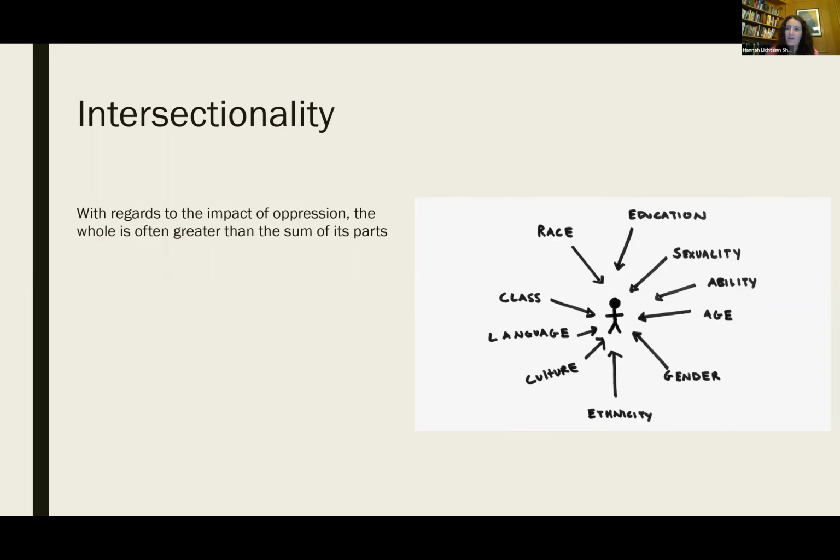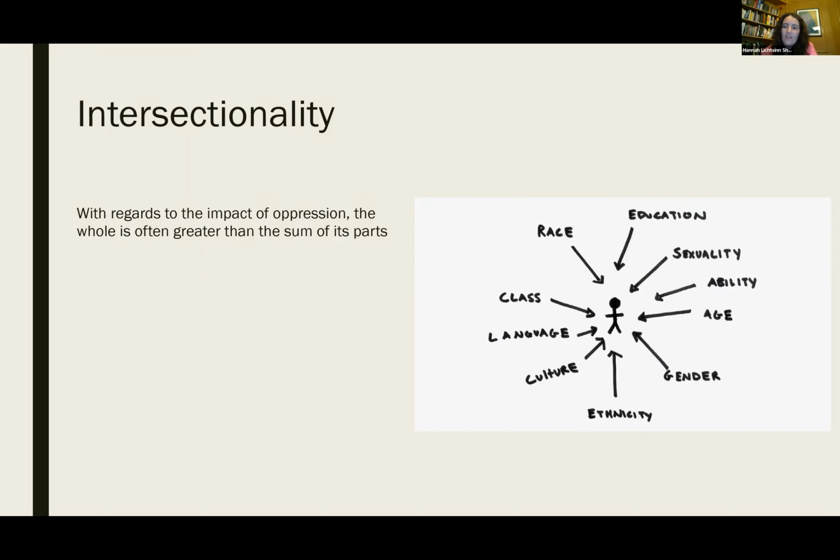I want to take a minute and talk about intersectionality, and I think that's something that's really interesting, especially for those of us who are Jewish on this call, because when it comes to the impact of oppression, the whole is often greater than the sum of its parts. So for someone who's a woman and experiences sexism in the workplace, that's real. 100%, that's real. For someone who is Black and experiences racism in the workplace, in the educational system, also real. But you know what's more real, or not more real, but being a Black woman in the workplace or the educational system, that person encounters more than the sum of the parts of being both a woman and being Black.